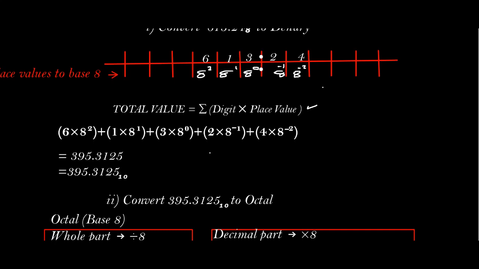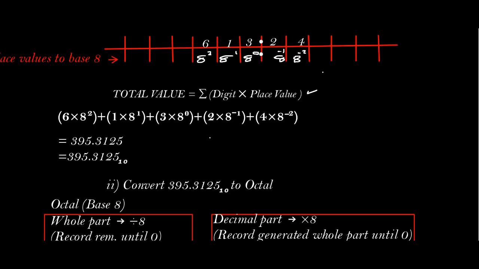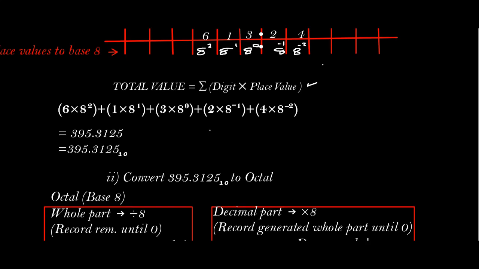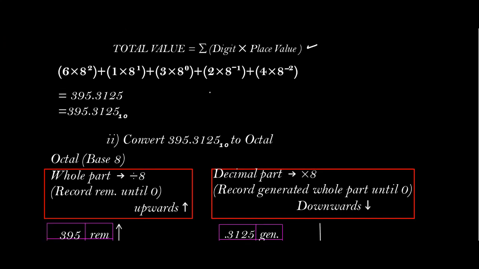Now, Roman 2, you want to convert a denary number system to octal. Denary number system is to base 10, so you are converting the total value to octal. If you are converting to octal, base 8, the whole part you divide by 8 and the decimal part you multiply by 8. Remember, whole part is divided, decimal is multiplied. The whole part you divide by 8 until you get 0, while you record the remainder. The decimal part you multiply by 8 while you record the whole part which has been generated. The whole part moves upwards, meaning you record the remainders from the bottom coming up. Decimal parts move downwards, meaning you record from the first generated whole part to the last one.